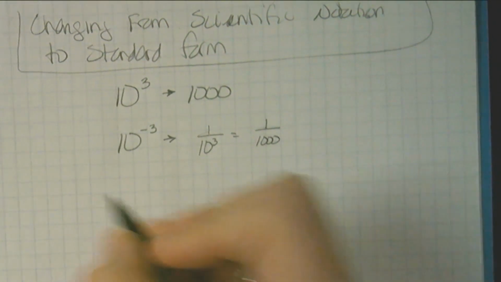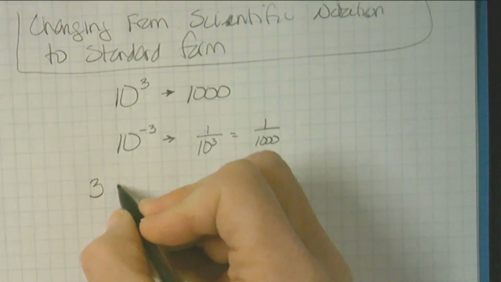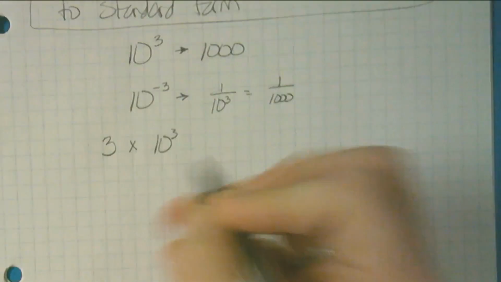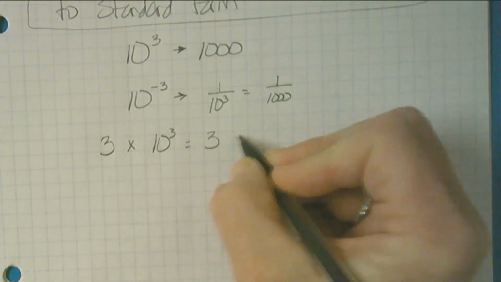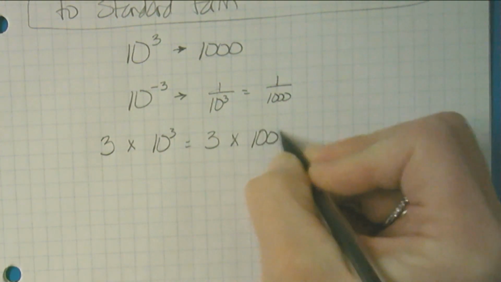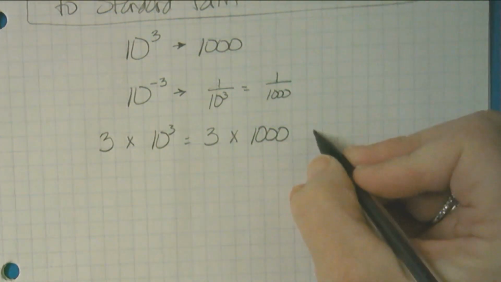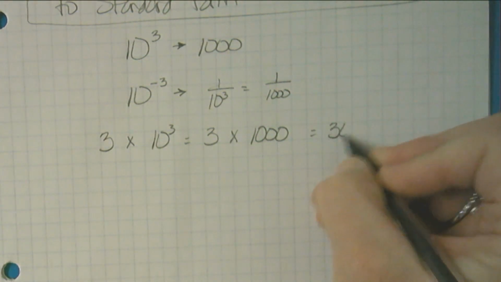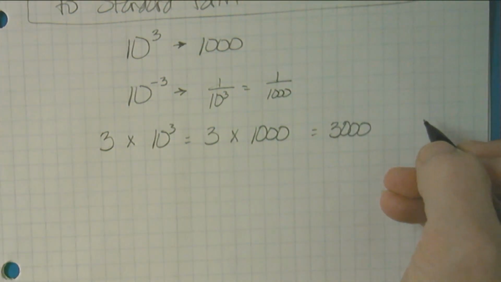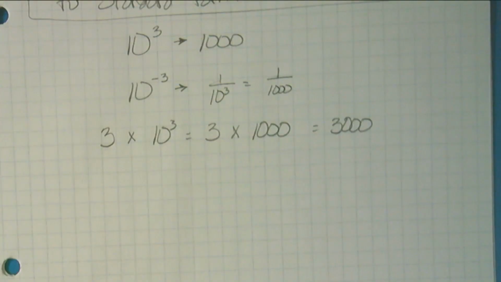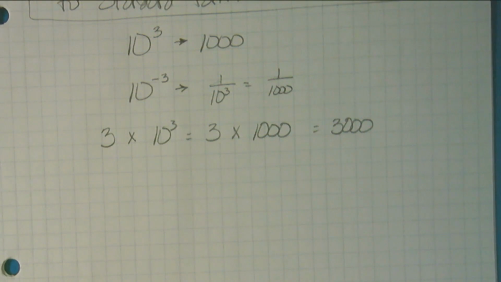Okay. So if I have 3 times 10 to the 3rd, this is the same thing as 3 times 1,000. How many of you guys agree with that? All right. So this is going to end up being 3,000. Right? I just want you to understand why these powers work the way they do when we start in scientific notation. Okay? I just want you to understand this.